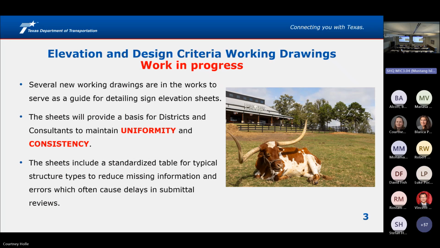So the ones we're working on right now, we're calling the elevation and design criteria working drawings. These are very much a work in progress. They're currently in a Bluebeam review right now. I call it a rough 30% review. And these are really going to become a guide for how we want to see sign sheets detailed. We want uniformity and consistency.